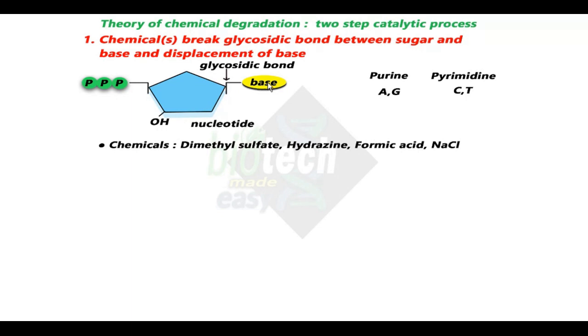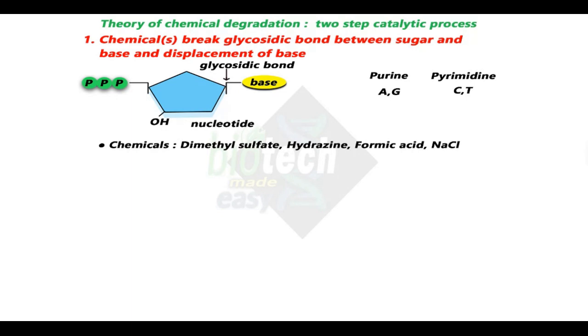And here also one thing important: there are certain chemicals which we are going to use, which act only upon the purines, and another group of chemicals which act only upon the pyrimidines, C and T. Purines are A and G. The chemicals which we use are dimethyl sulfate, hydrazine, formic acid, and NaCl. So this is the first step out of the two steps.